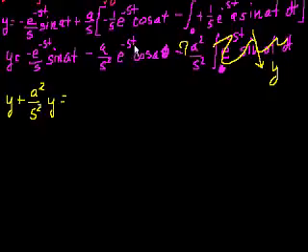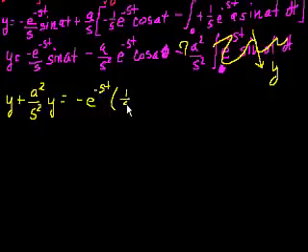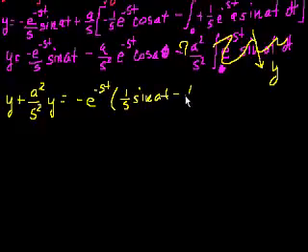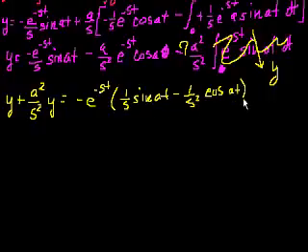Let's factor out an e to the minus st. Actually, let's factor out a negative e to the minus st. So it's minus e to the minus st times 1 over s sine of at minus 1 over s squared cosine of at. I really hope I haven't made any careless mistakes.